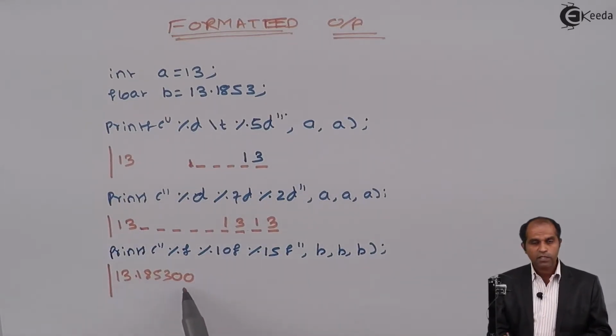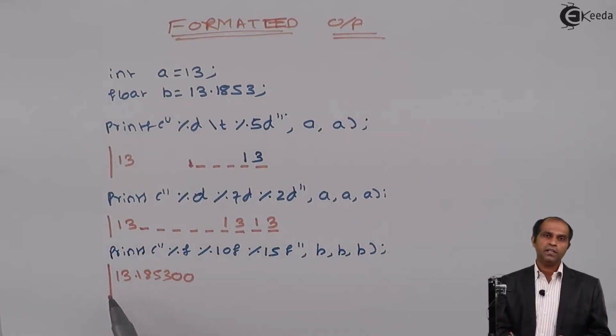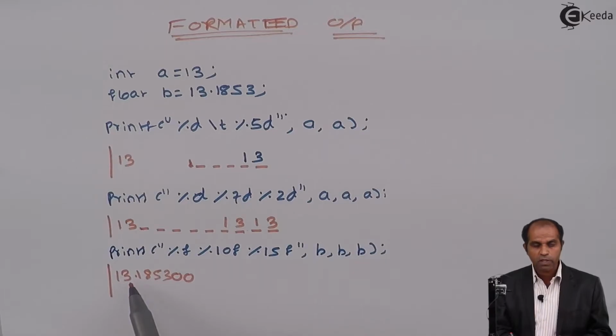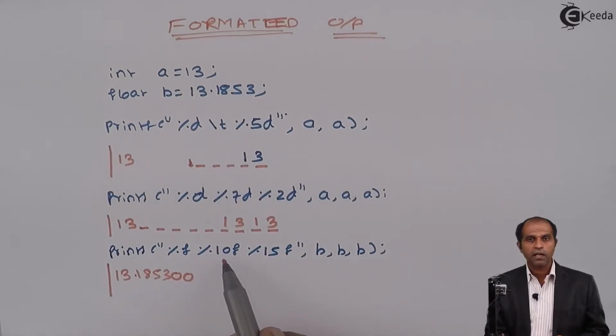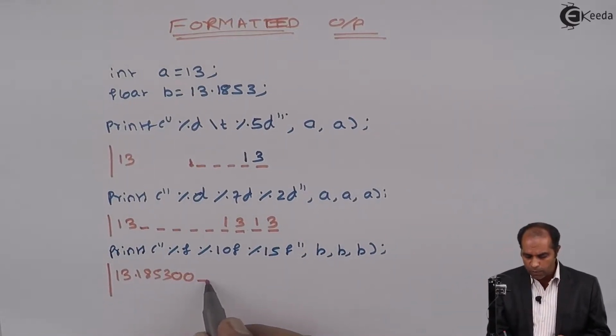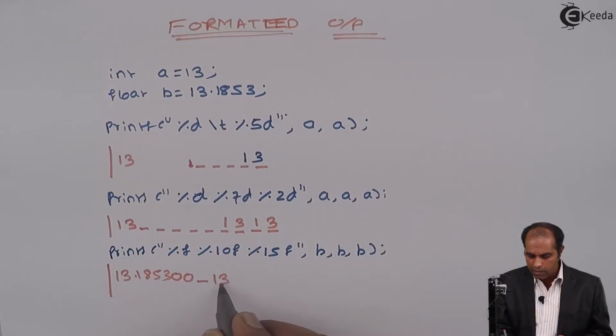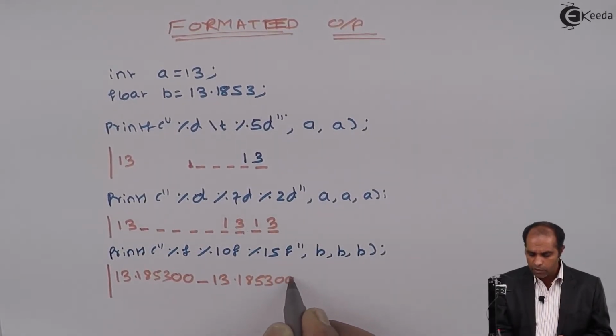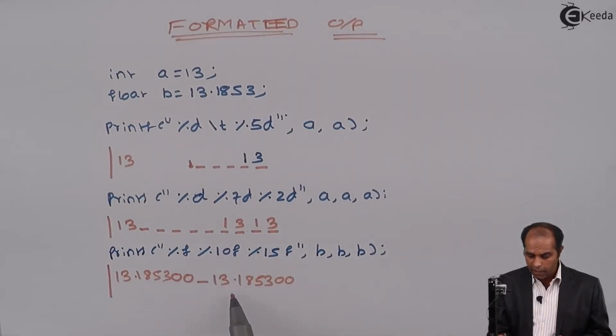I have 6 fractional digits in the fractional part and 2 digits in the integer part. And 1 space will be consumed for the decimal. So total, how many spaces? 9 spaces. And allocated spaces are how much? 10. It means that just leave 1 space and then print the number as 13.185300. Now, since the allocated spaces are 10, I should count the digits and then allocate a space.